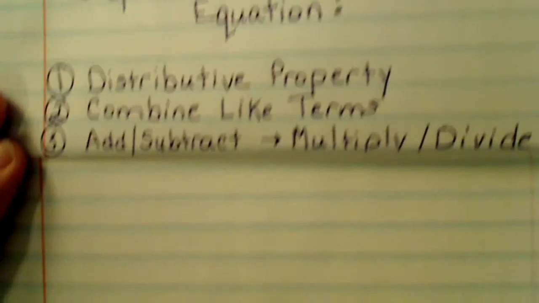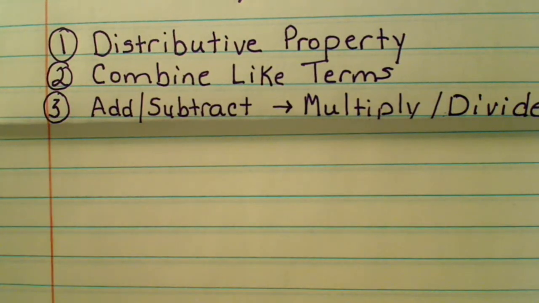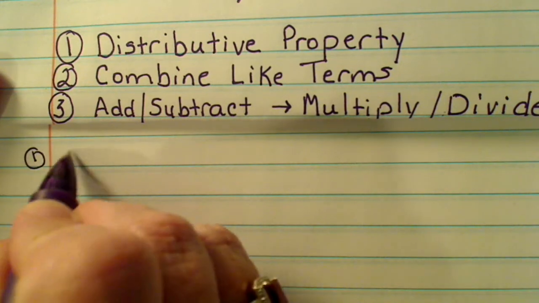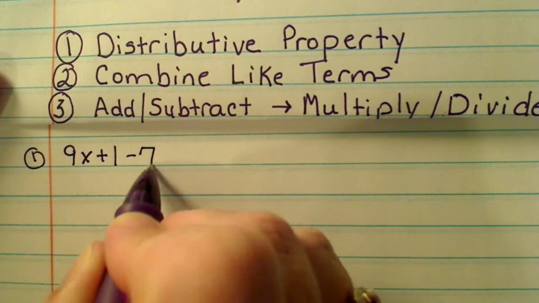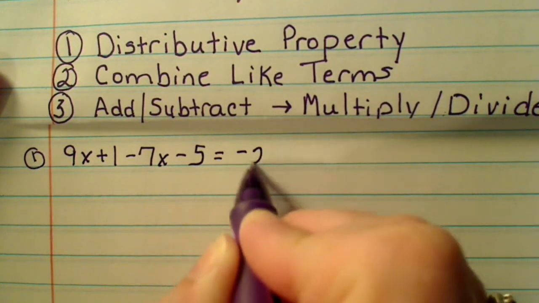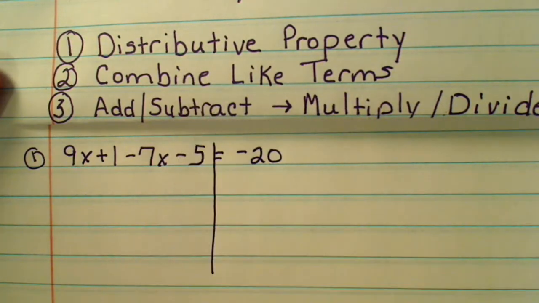So while you finish writing that down, I'm going to write down the first problem that's on your page. And that problem, I have my pen upside down there, that problem is 9x plus 1 minus 7x minus 5 is equal to a negative 20. Okay, we're going to follow these steps.